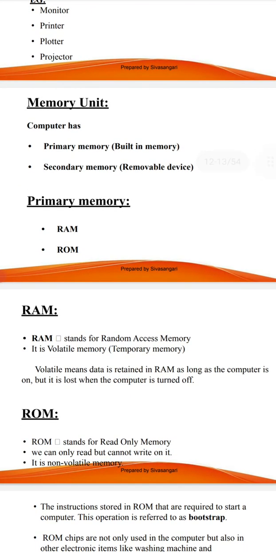First we will see about RAM. RAM stands for random access memory. It is a volatile or temporary memory. Volatile means the data in RAM stays as long as the computer is on, but it is lost when the computer is turned off. ROM stands for read only memory. We can only read the data, but we cannot write on it. It is a non-volatile memory or permanent memory.